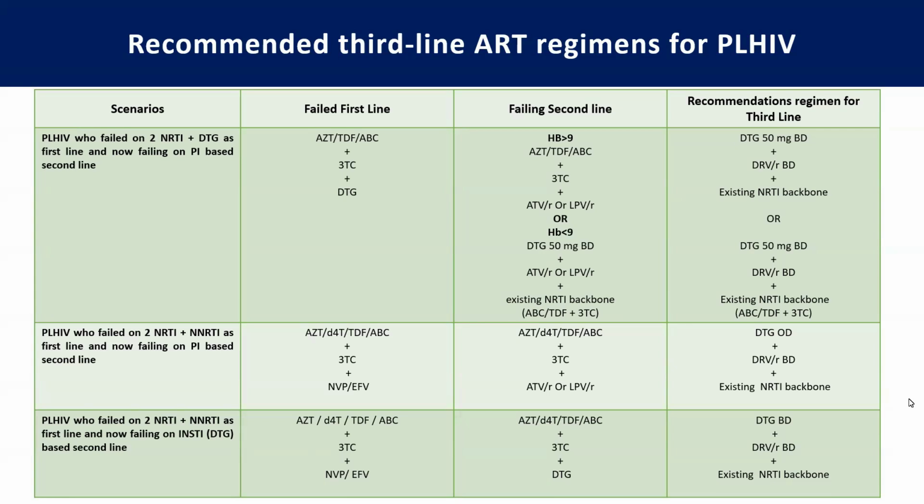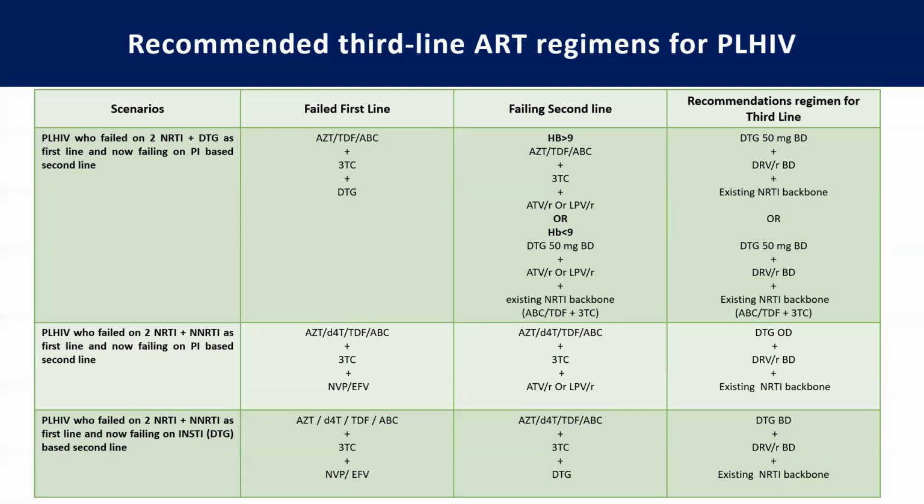Now coming to PLHIV who failed on 2 NRTIs plus NNRTIs first line and now failing on PI based second line. So the failed first line was any of the NRTIs like zidovudine, stavudine, tenofovir or abacavir plus lamivudine and either nevirapine or efavirenz as the failed first line. So in that case, second line would have been the NRTI backbone with ATVR or LPVR. That was the PI based failing second line. So in that case, here the third line will be DTG-OD because the patient has never till now been exposed to dolutegravir. So DTG-OD plus DRVR-BD with the existing NRTI backbone.